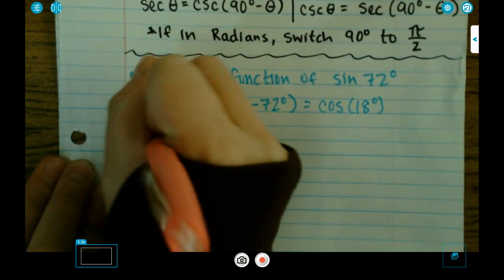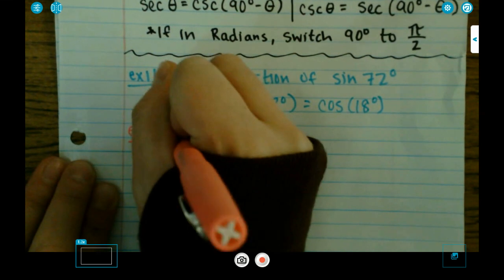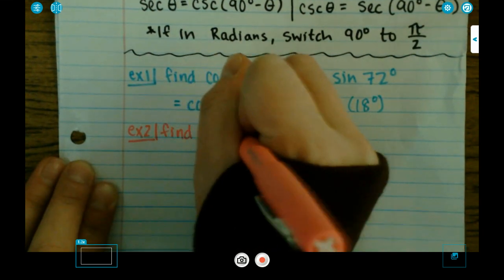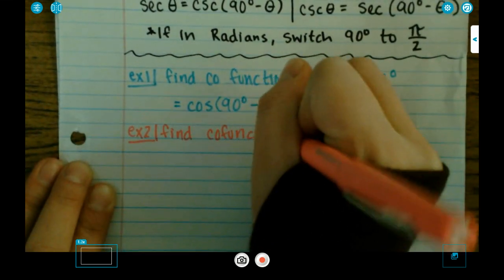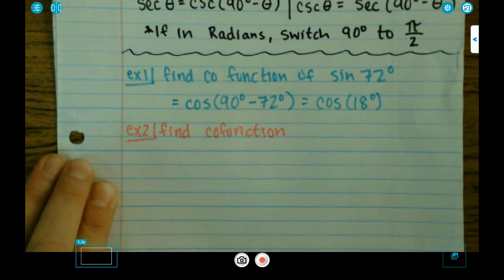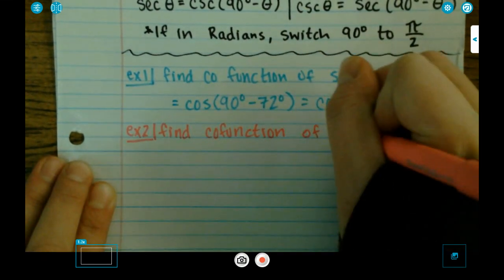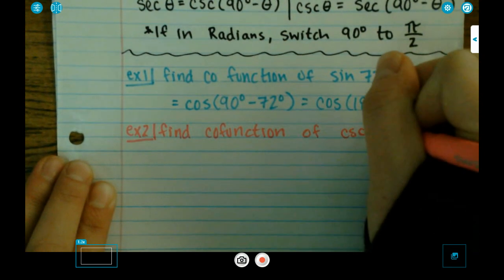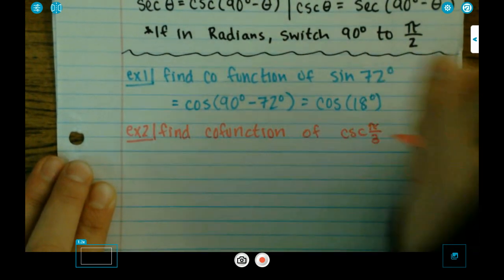Example 2. We are going to find a cofunction of cosecant of pi over 3. Yeah, cosecant of pi over 3.